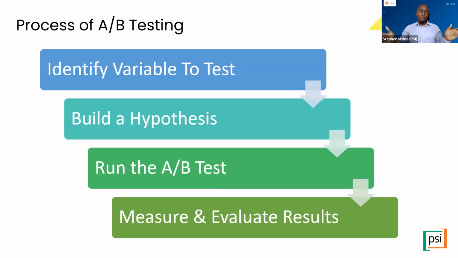But the process here, we've divided it into 4 main components. There could be more, but for these purposes, we've condensed them to these 4. So the first stage is identifying the variable you want to test. So it starts from identifying what you want to test, and then building a hypothesis around it. And you could actually flip that. You could start with building the hypothesis, then identifying the variable you're going to test, then running the A/B test. Then at the end of it, you want to measure and evaluate the results that you have seen.